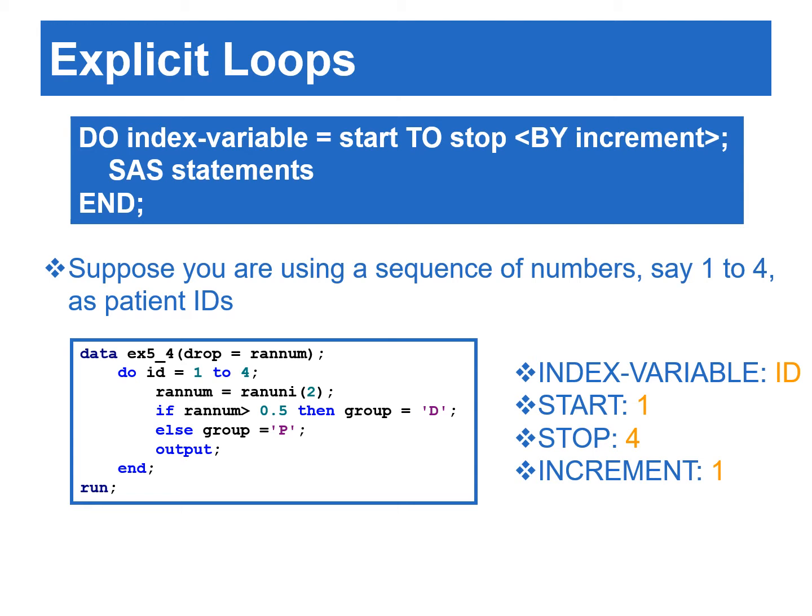Suppose that we are using a numeric sequence, say 1 to 4, as patient IDs. We can rewrite the previous program as the one on this slide. This program uses ID as the index variable. The start value is 1, and the stop value is 4. We didn't specify the increment value, since the default value is 1.